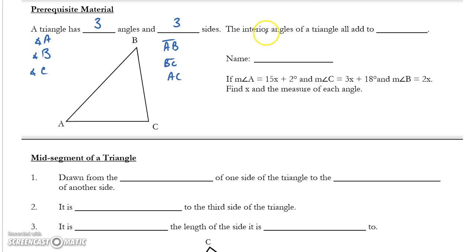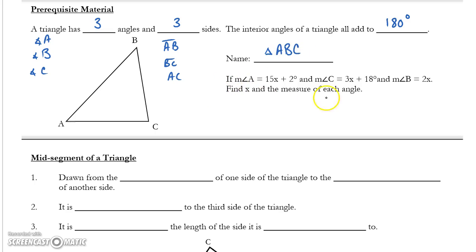We also want to recall our triangle sum theorem. The interior angles of a triangle all add to 180 degrees. And naming a triangle. I name a triangle using the triangle symbol and then my 3 angles, my 3 vertices, in any order. This one I might call triangle ABC.